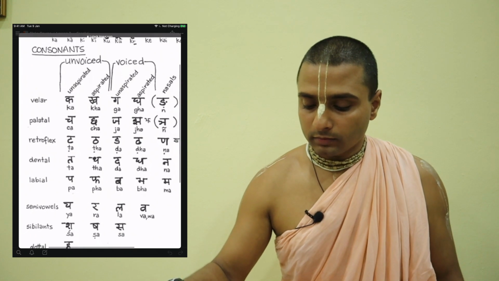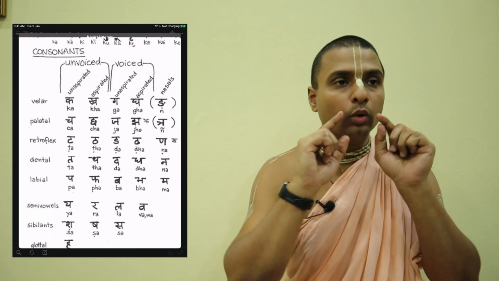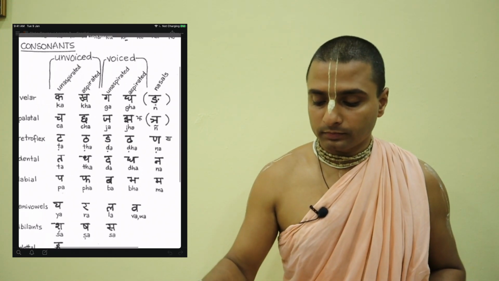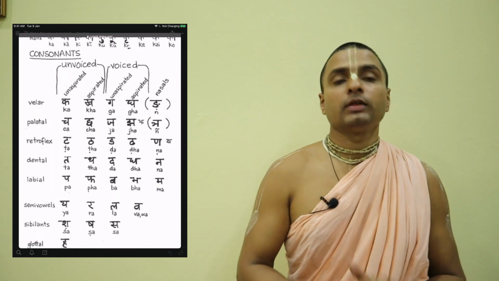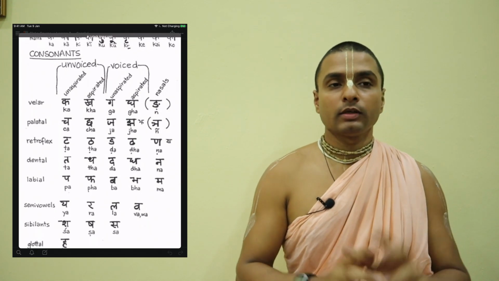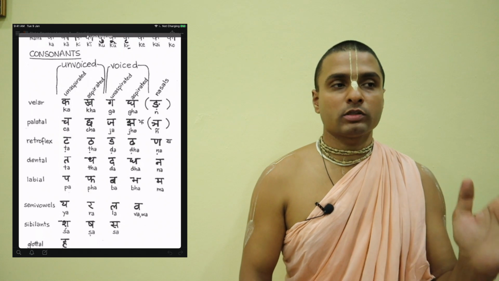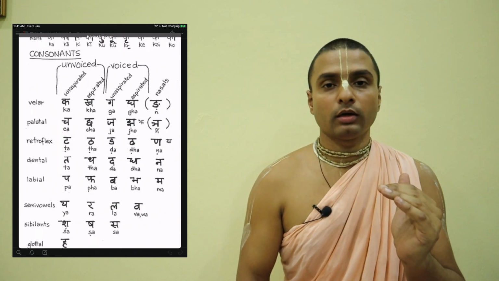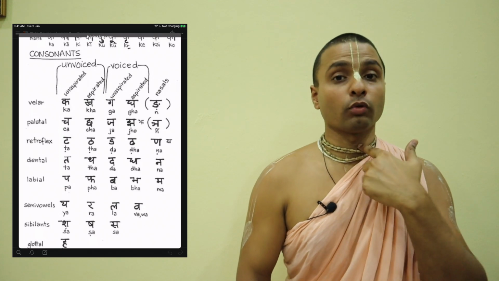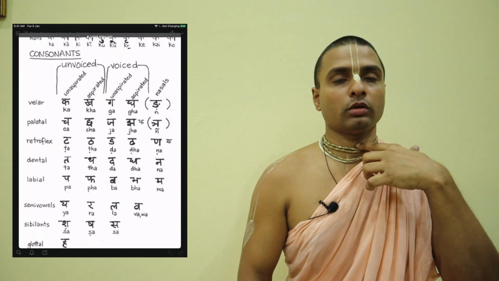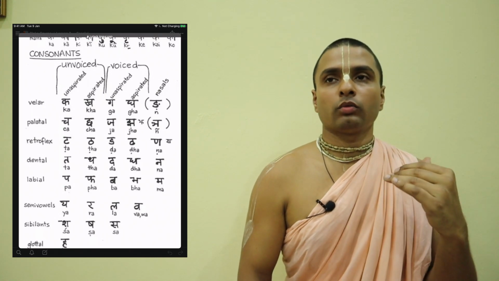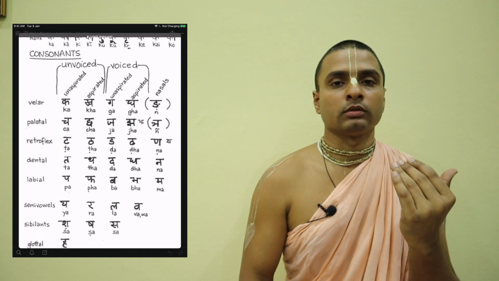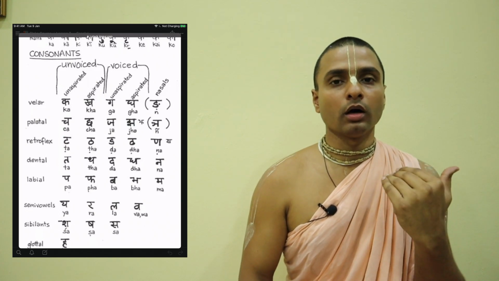So dental. Now we are moving closer to the lips. Now it's the teeth. Dental. Ta, tha. Then now voiced. The difference between ta and da is that da is when we are using the voice, deep inside the throat. Da. Or without that, ta. Da. Ta. Da. You see them.